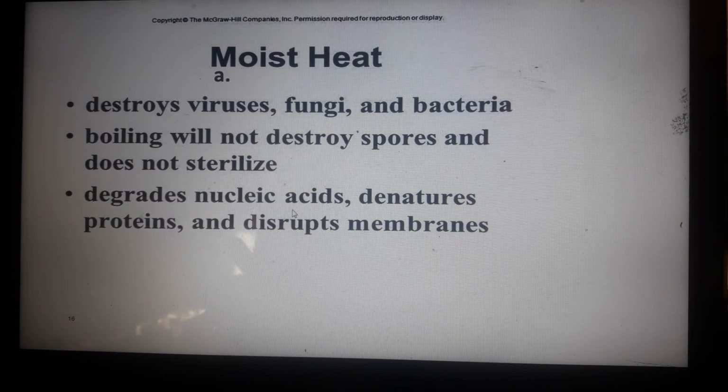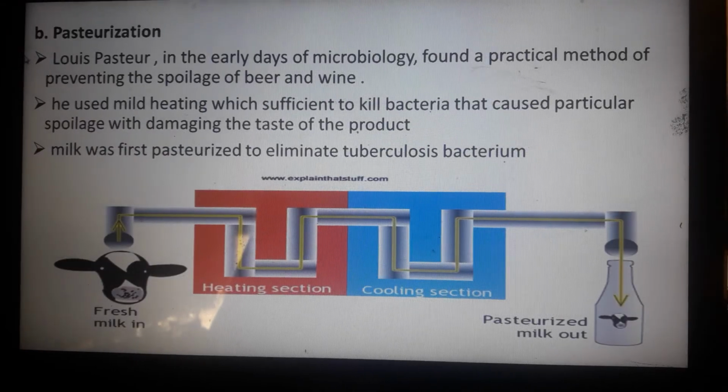Moist heat degrades nucleic acids, denatures proteins, and disrupts the cell membrane. Especially, the target of moist heat is to degrade the nucleic acids to prevent multiplication. Okay, it denatures proteins. So proteins are involved in synthesis and even in DNA translation, so multiplication is prevented, and it will even cause death. Okay, because the nucleic acids and proteins are responsible for controlling the functions of the cells, and it disrupts the cell membrane.